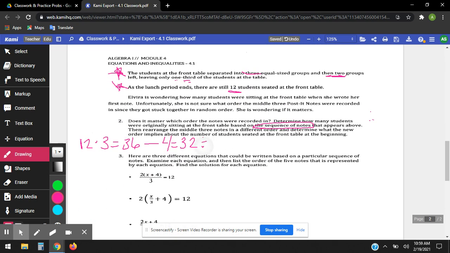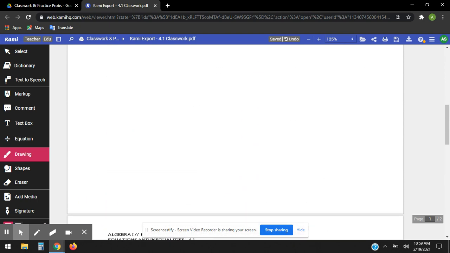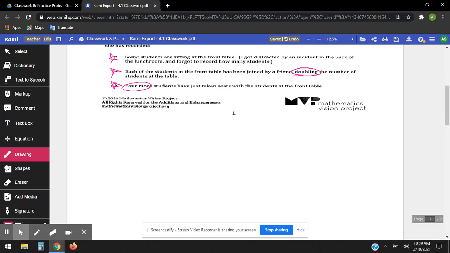So to undo a double, I need to divide by 2. So I should have had 16 students if we go in the original order. Well, now they said, let's mix up the middle 3 and see if it makes a difference. So we start with however many. Let's add 4 students. Then we'll double.